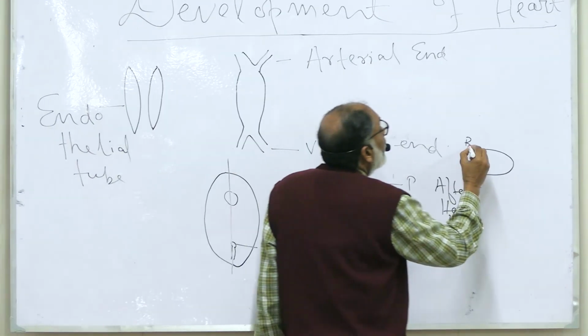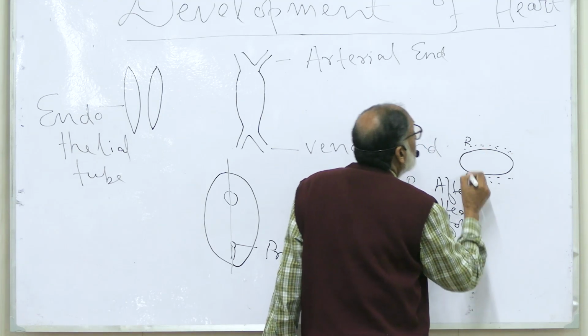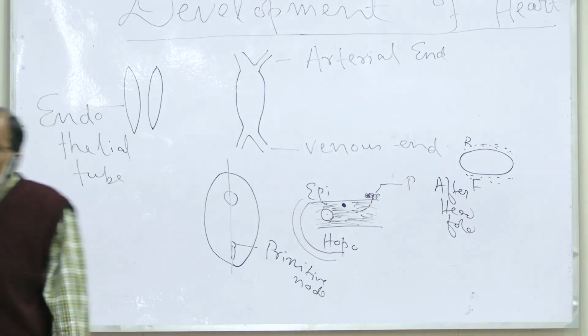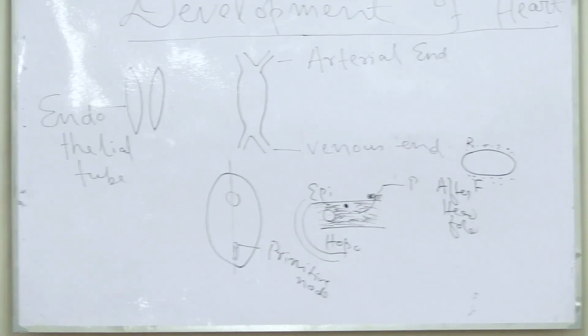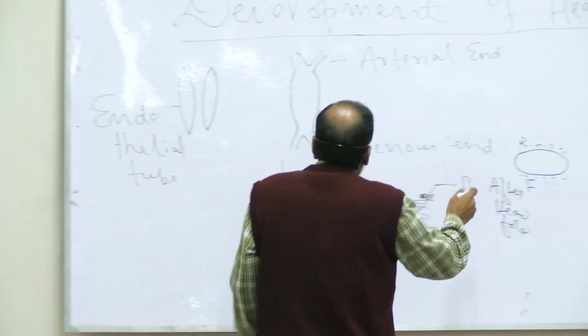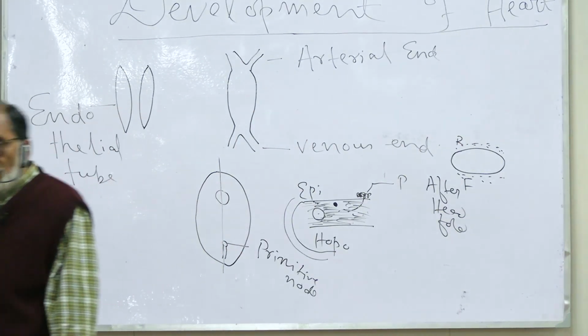Now this mesoderm and this mesoderm, what will be the name of this mesoderm? Somatopleuric, splanchnic. Splanchnic, after the head fold change. At this area, the heart will develop.